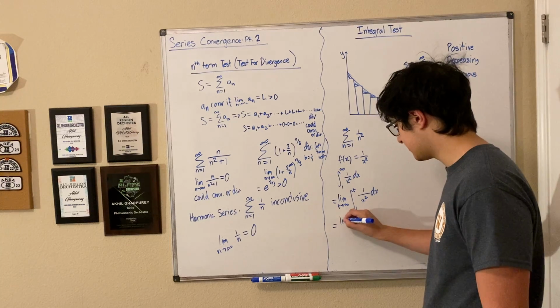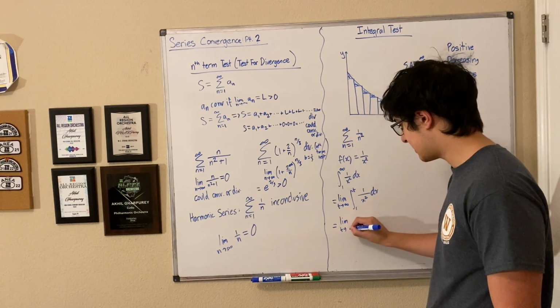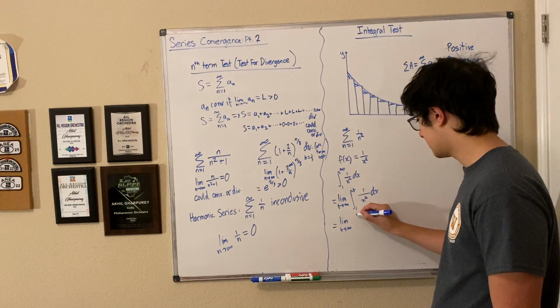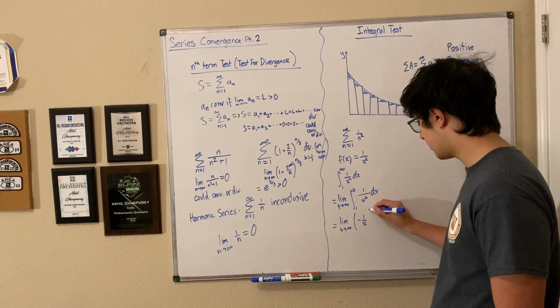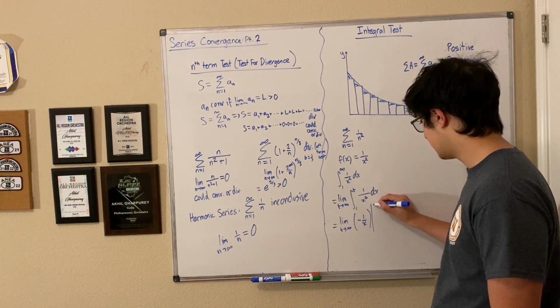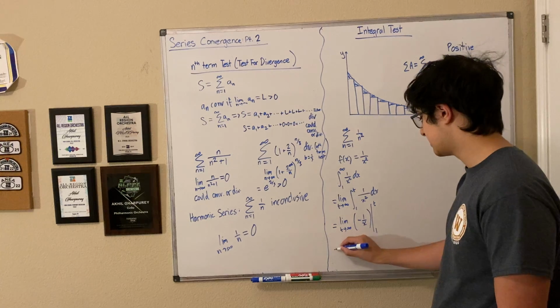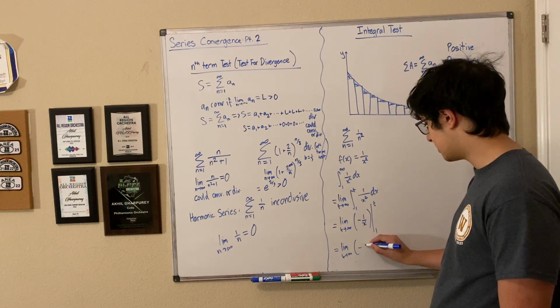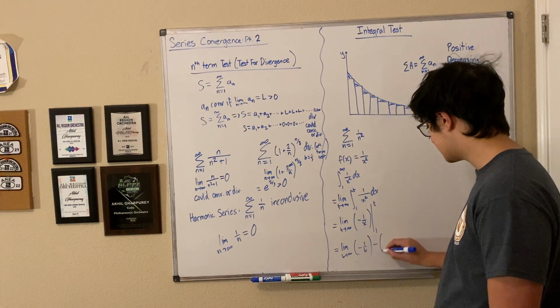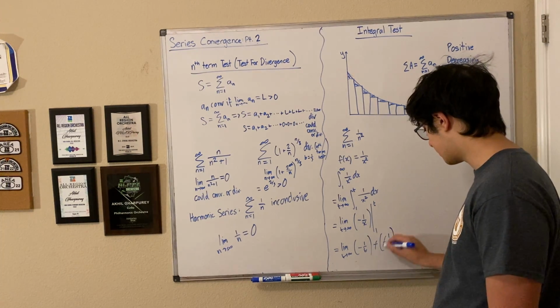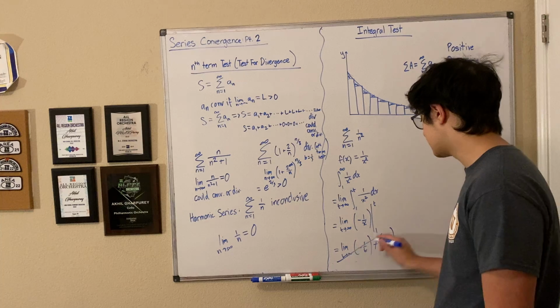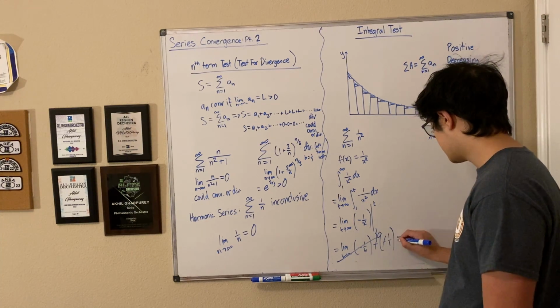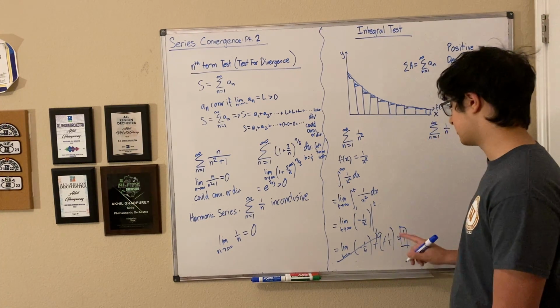So this is the same thing as the limit as t goes to infinity of negative 1 over x evaluated from 1 to t. So this is going to be the limit as t goes to infinity of negative 1 over t minus negative 1 over 1. And of course, these negatives cancel, and this limit just becomes 0. Thus, this integral becomes 1.